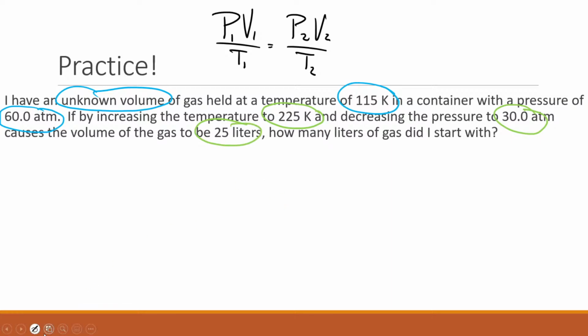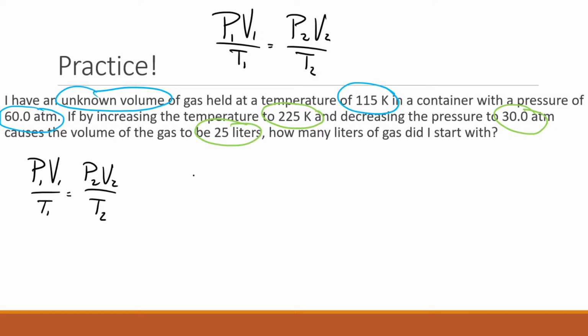So now we've got our pieces. And so if we want to plug in P1V1 over T1 equals P2V2 over T2, we're going to plug in our blues for 1 and our greens for 2. Right? Notice how they grouped these things together. They gave you three factors in one sentence, linking them together so you knew which ones were the before and the after. They gave you the others in the starting sentence.